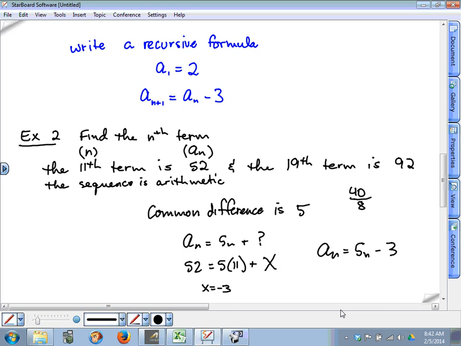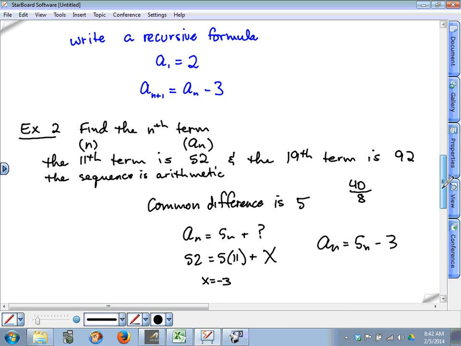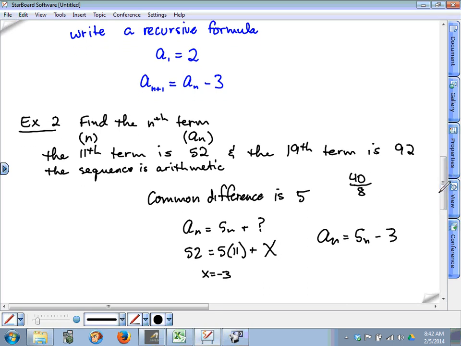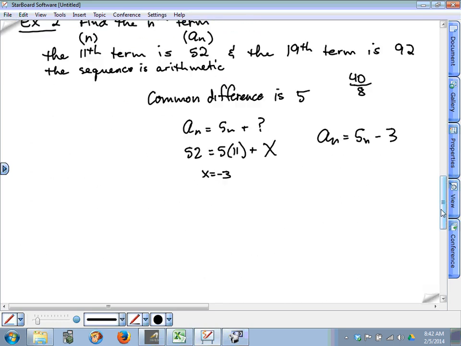How'd you do it? I did a sub n, starting from a sub 1, which is 52 minus 50, so a sub n equals 2 plus n minus 1 times 5. Good. Came up with the same thing? Very good. Okay. Let's go on to partial sums.